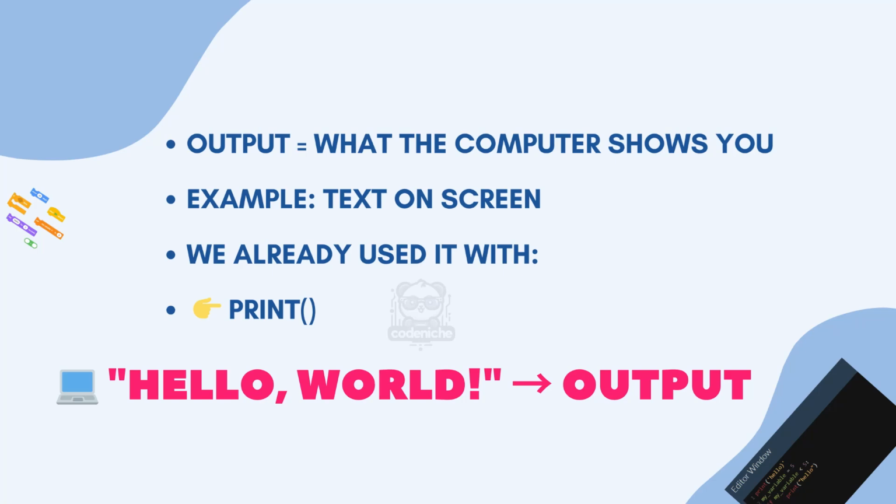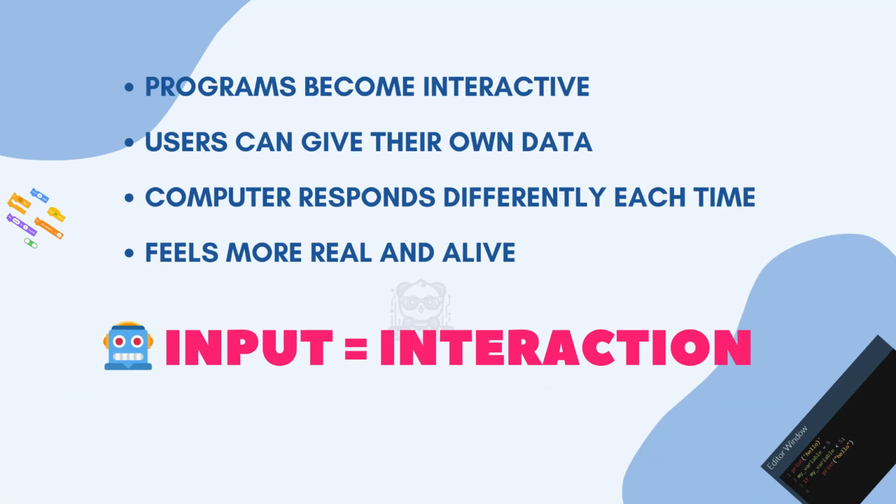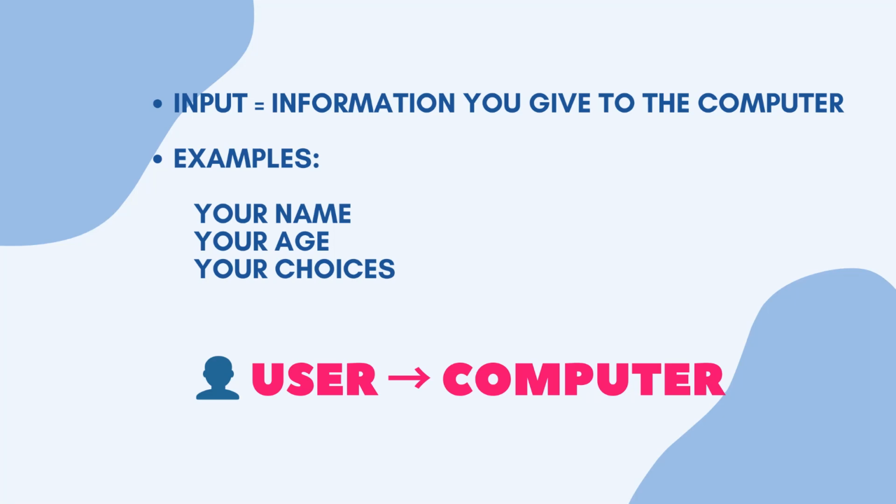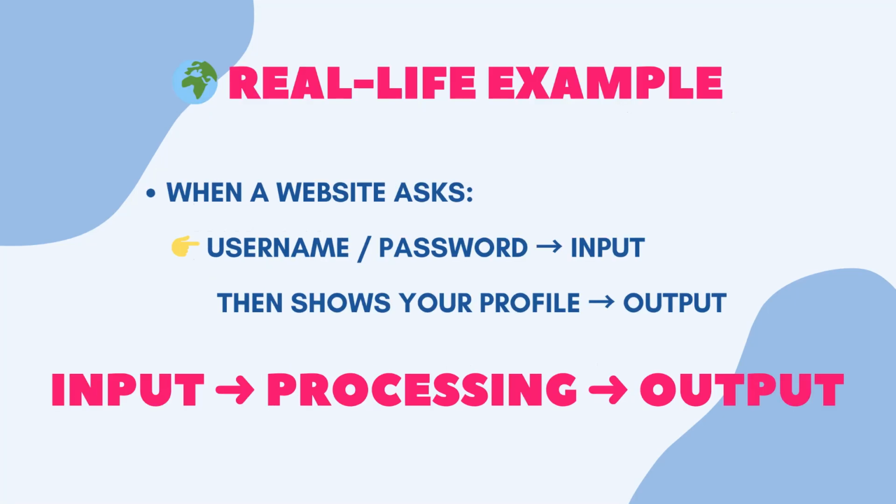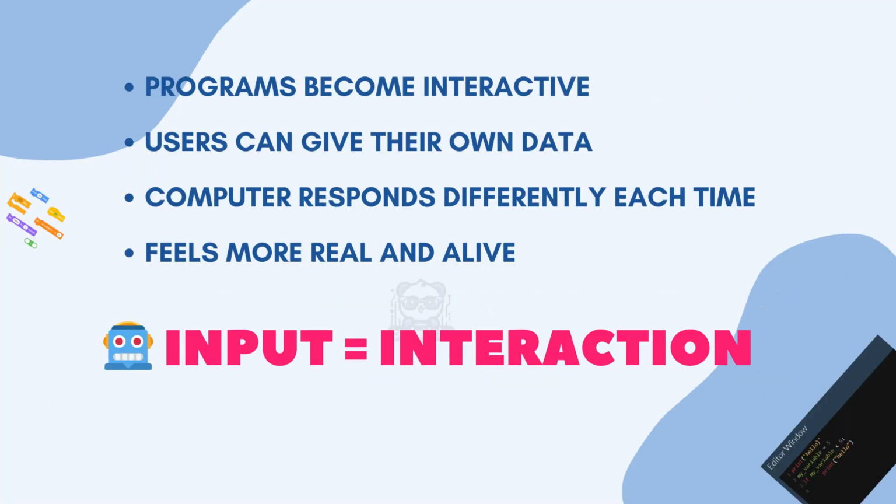Output is what the computer shows you. We have been doing that with print and the say block in Scratch. Input is what you give to the computer: your name, your age, or your choice. When a website asks you for your username, that's an input. When it shows you your profile, that's an output. So every interactive program in the world uses both.